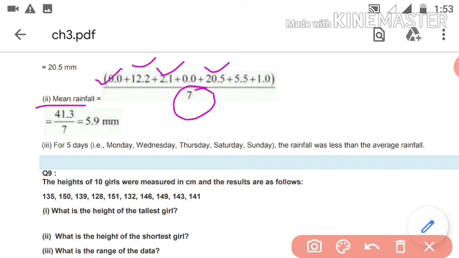Now if you add all these values, you will get 41.3. You can try to add all these numbers. You will get how much? 41.3, and this you have to divide by how much? 7. And I hope you know how to divide a decimal number, isn't it? So you will get 5.9. Let me show you how to divide.